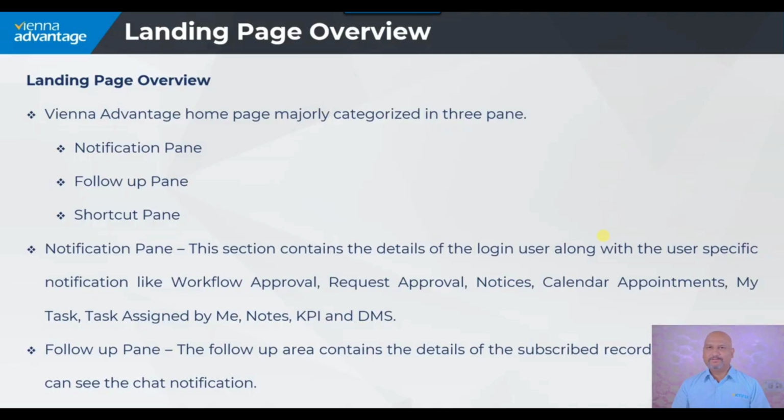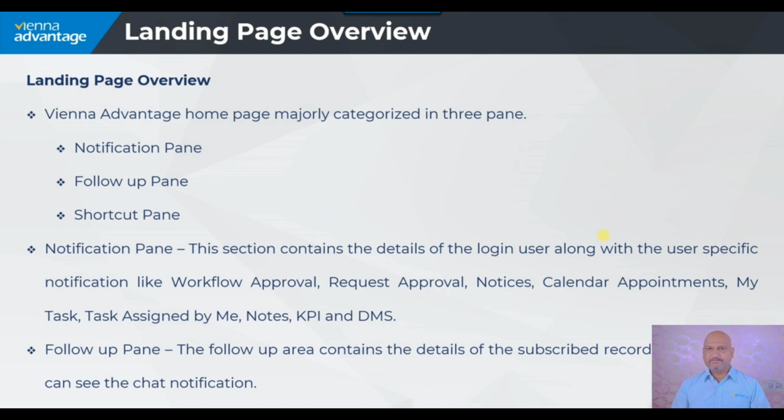The main landing page of Vienna Advantage is categorized into three categories. One is the notification pane, the second one is the follow-up pane, and the third one is the shortcut pane. Or you can say these are three different panes: left pane, right pane, and the center pane. Apart from that, there are many other things available in Vienna Advantage that we need to understand.